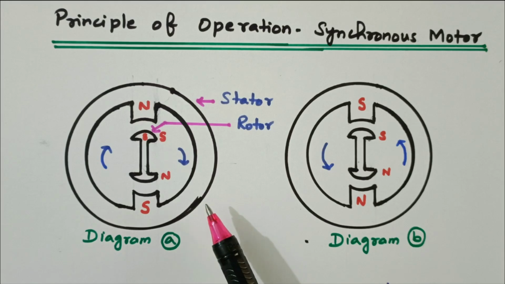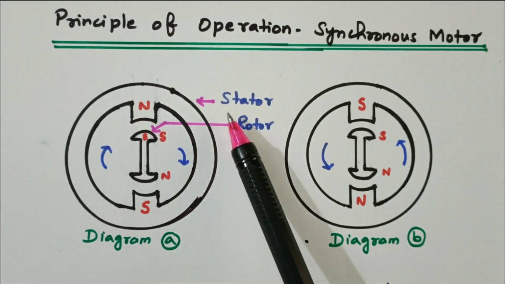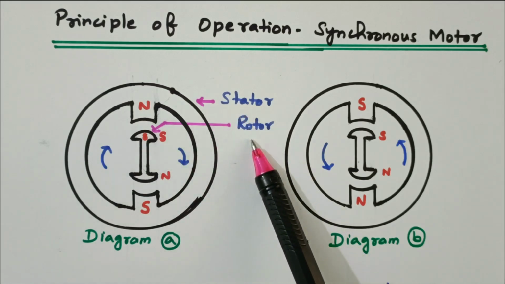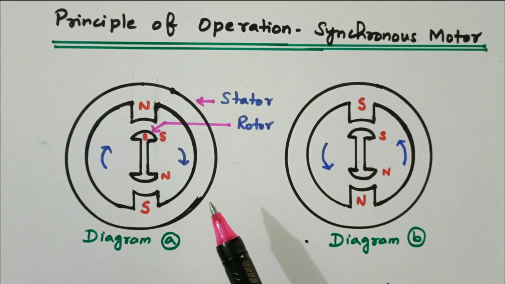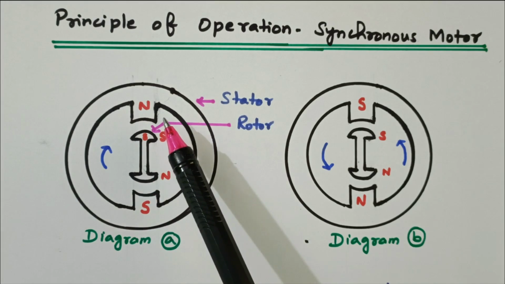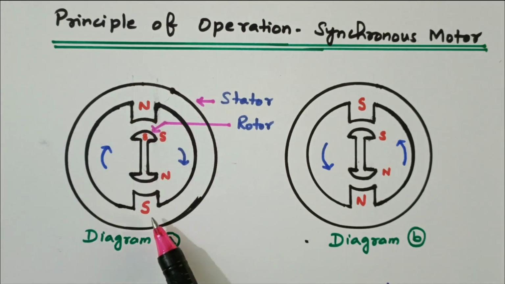The necessary condition in the synchronous motor is that the number of poles in the stator is equal to the number of poles in the rotor. It should be equal. So let us consider the stator having 2 poles and the rotor also having 2 poles.